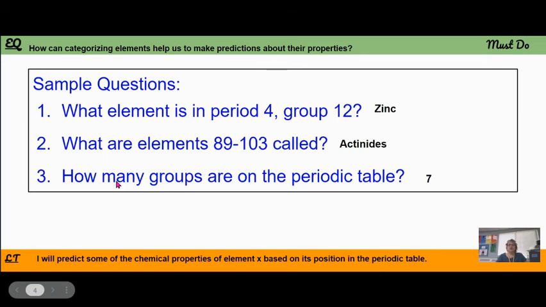And then how many groups are in the periodic table? If you count, it says period 1, 2, 3, 4, 5, 6, 7. Notice the lanthanides and actinides are not separate. They are part of 6 and 7. So there are only 7 periods in the periodic table. Okay, so now you should be able to identify elements based on their period, their group, and their family.